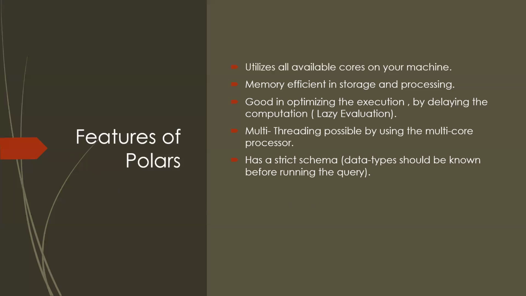Polars follows a strict schema for the data types. A strict schema means that the data type should be known before running a query. It ensures that the operations are consistent and errors are minimized. So before we start processing, if our data set requires integers in one column and strings in another, the library checks this for us to avoid any issues later on.